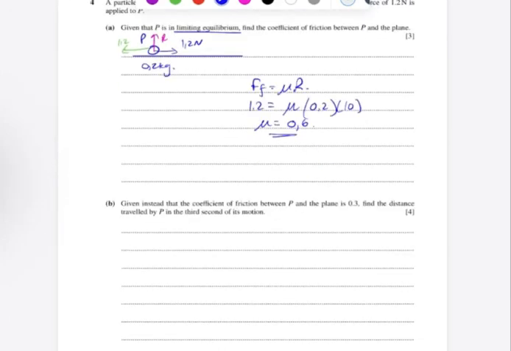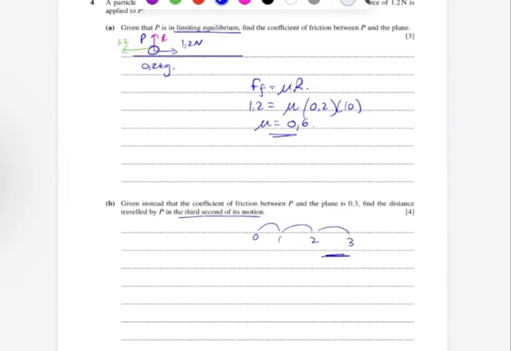Okay, given instead that the coefficient of friction between P and the plane is 0.3. Okay, so the coefficient of friction is less. That means this particle is going to be moving. Find the distance traveled by P in the third second of its motion. Okay, so it's going from 0 to 1, 1 to 2, and from 2 to 3. How far did it move?